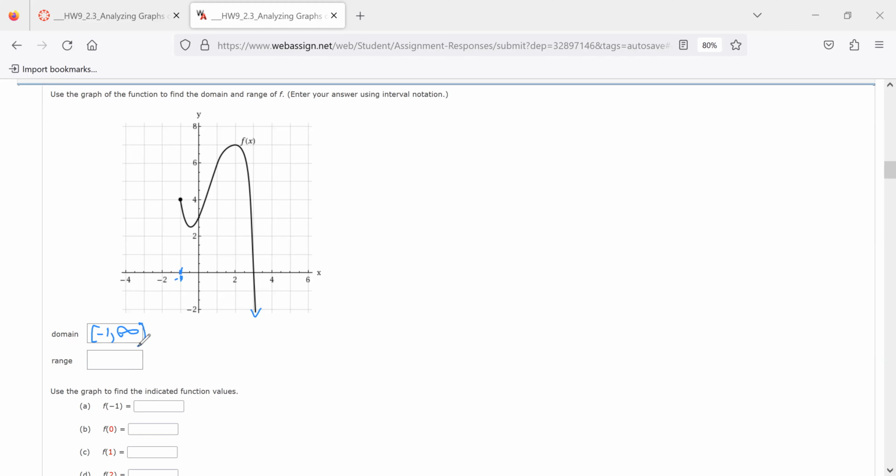Lowest y value. How far does this go down? Negative infinity. So the lowest one always goes first, or most negative, which is the same thing. So negative infinity up until the highest point. It's here. Yeah, looks like 7. Do we include it with a bracket or a parentheses? Bracket. All right.